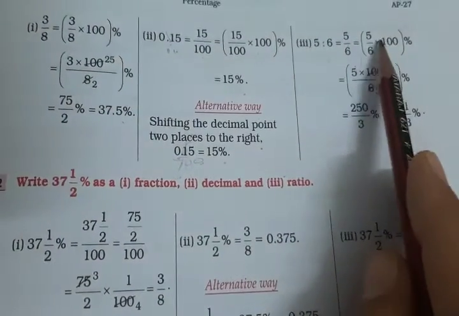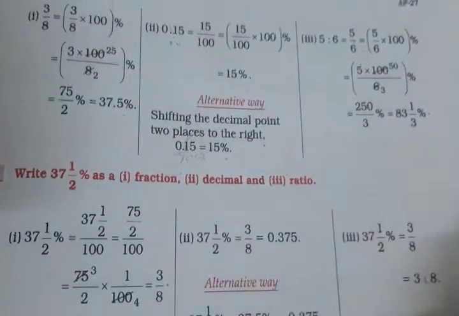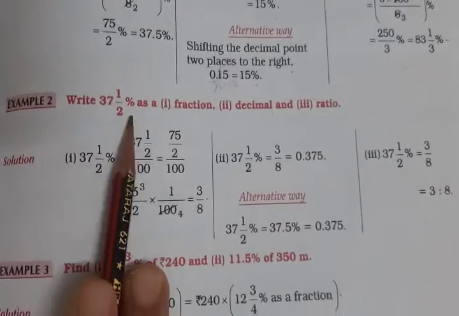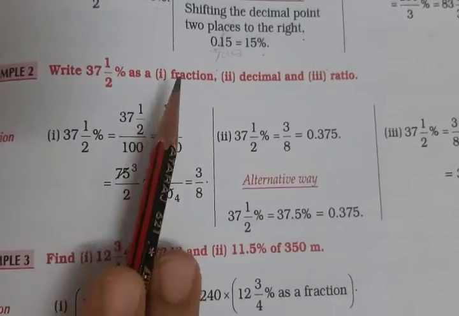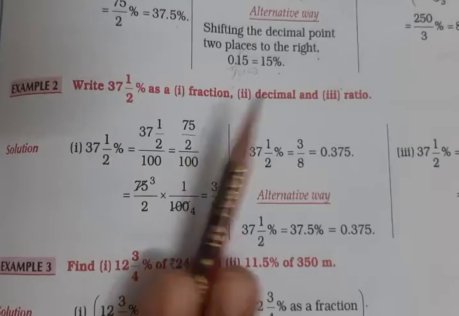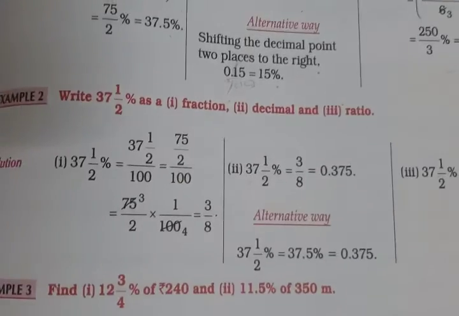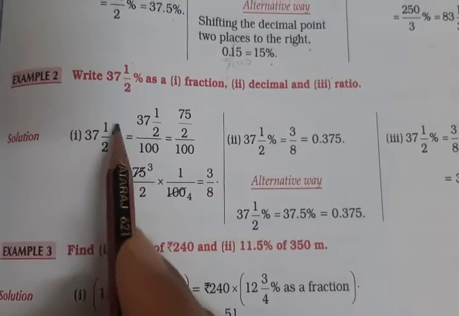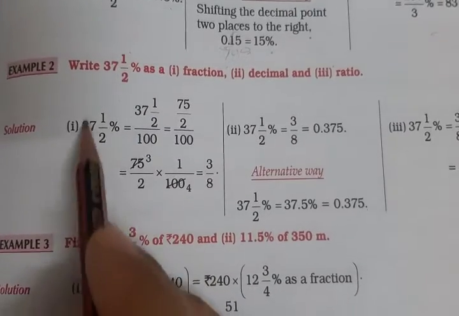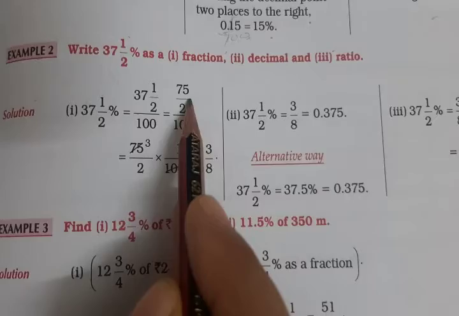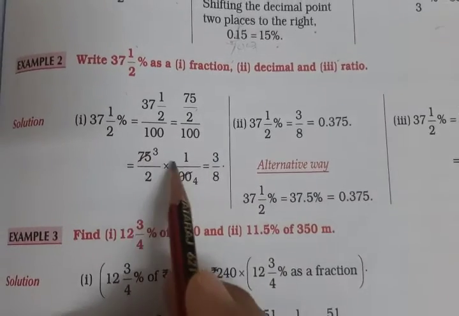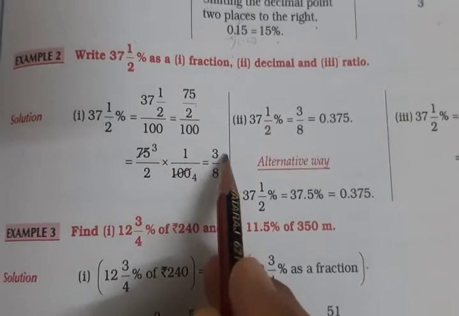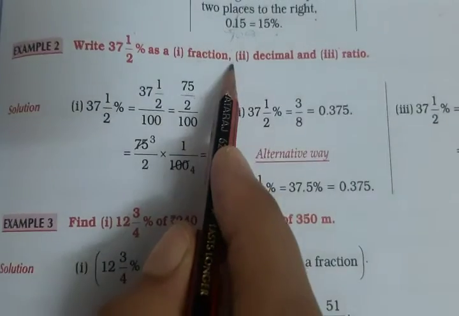This is a fraction, multiply by 100 and divide this. Simple, we will do. Now next one is a given percentage. This is in a percentage, and we will write this percentage as a fraction, decimal and ratio. Now what we will do, firstly we will open these. Percentage means divide by 100, and we solved the mixed fraction and wrote it as a fraction. After that 75/2 into 1/100, cut it and we will get 3/8. The first part, the fraction, is done.